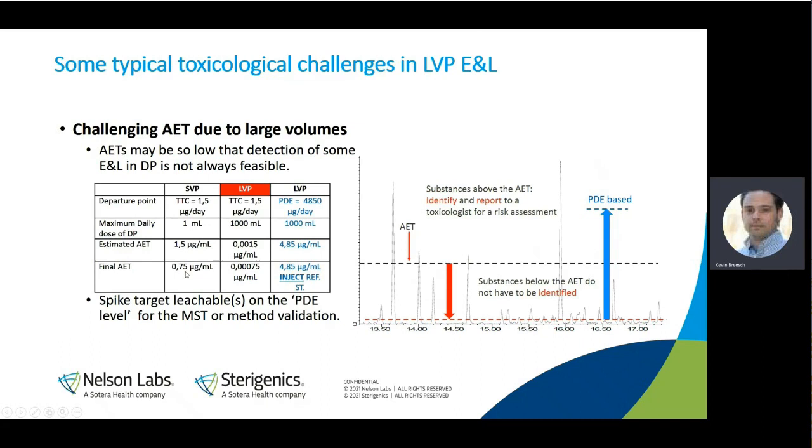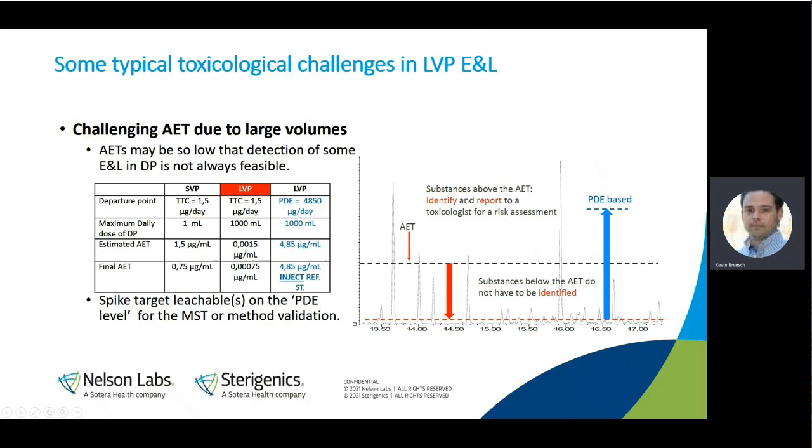In a large volume parenteral, the same thresholds can apply for chronic treatments. But if we are dosing 1 liter a day, you will see that the analytical evaluation threshold is 1,000 times lower. And that might not be analytically feasible anymore, depending on the matrix. So what can be done at that point?